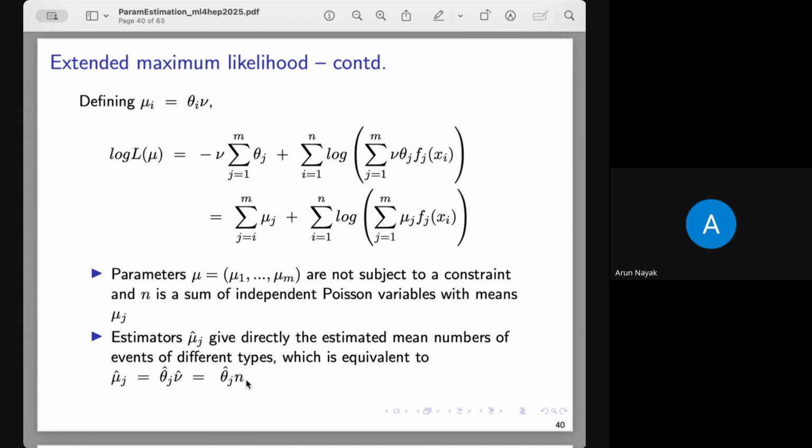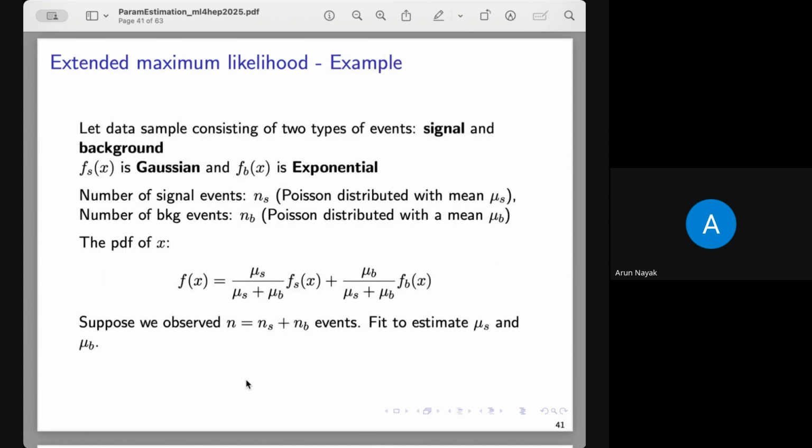Now let's take an example to make it clear. Suppose I take a very simple example, only one signal and one background. So I have a signal component whose PDF is Gaussian, and a background PDF which is exponential. Now suppose the number of signal events observed is ns, and the number of background events observed is nb, which is expected to be Poisson distributed with means mu_s and mu_b.